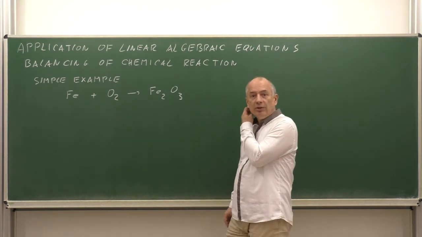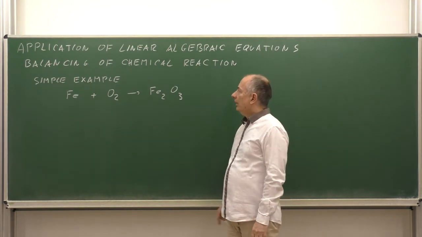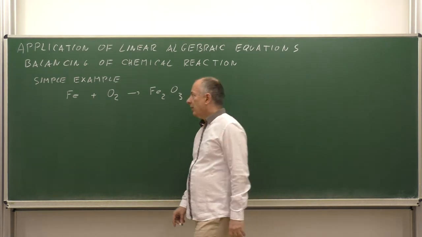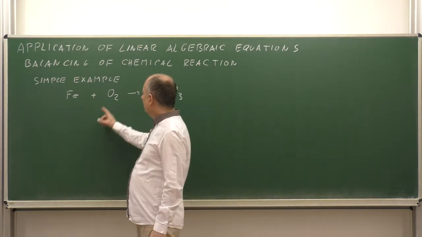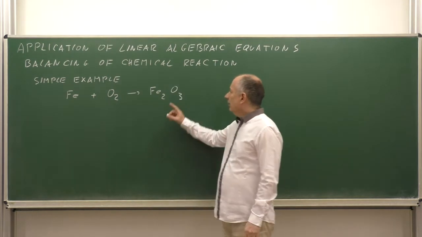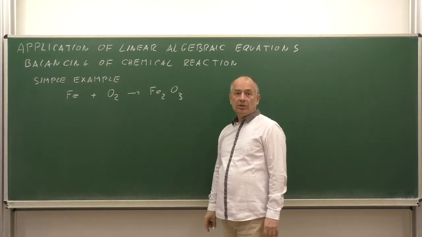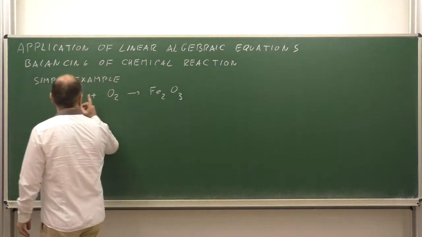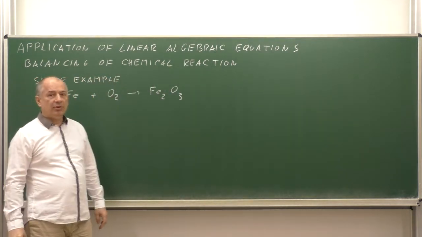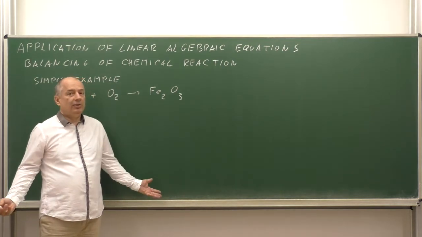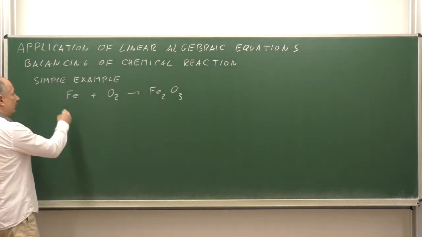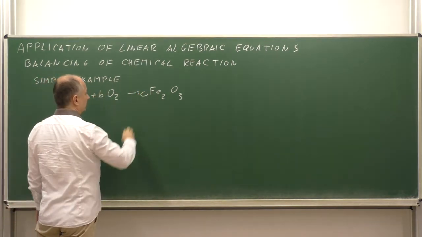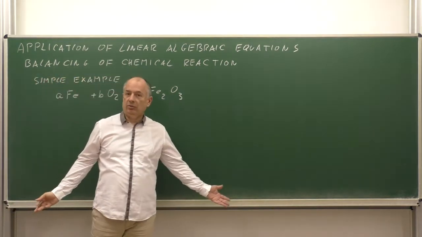Let me show you one interesting application for balancing of chemical reactions. Let us start with a very simple example. Iron plus oxygen give rise to iron oxide. Well, but some stoichiometric coefficients are missing. If we don't know the values, let's write some letters, say A, B, and C, or X, Y, Z if you like, no problem.